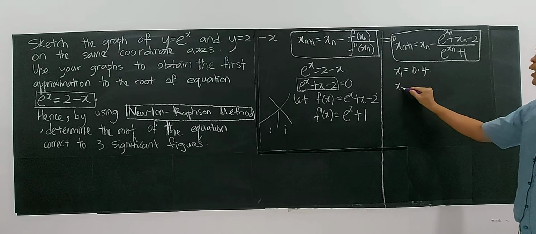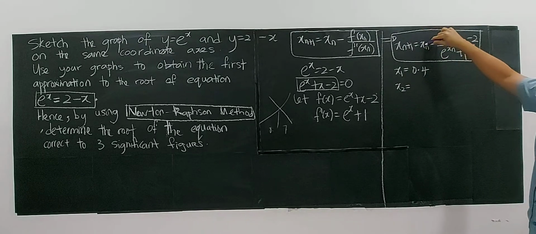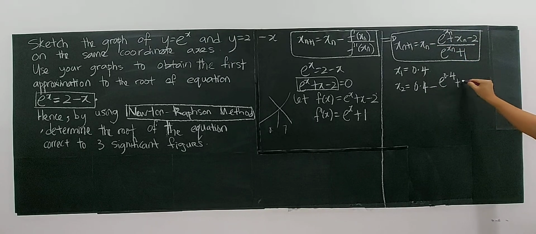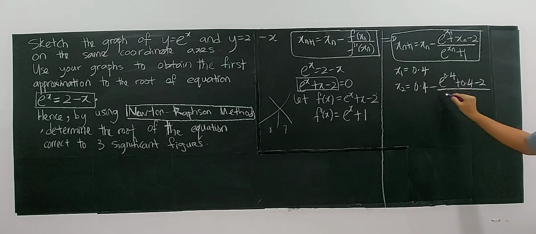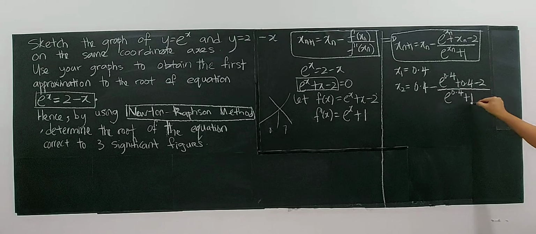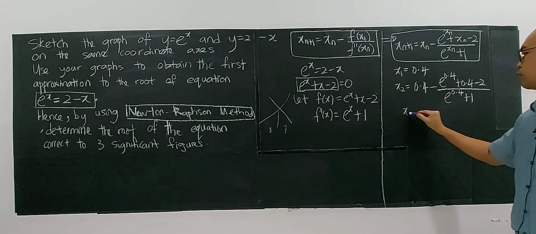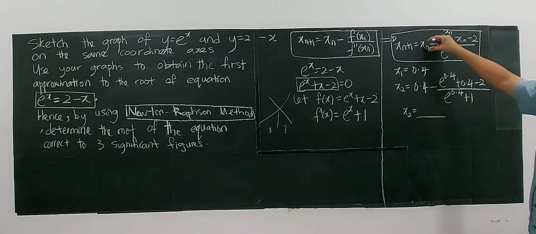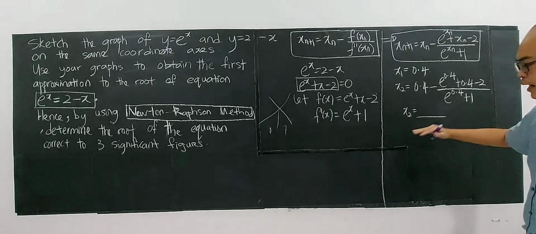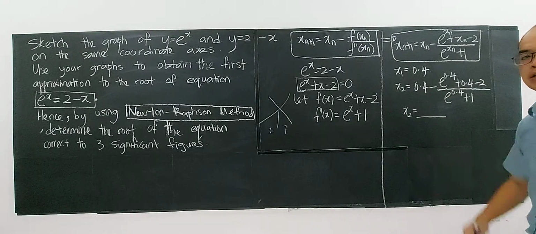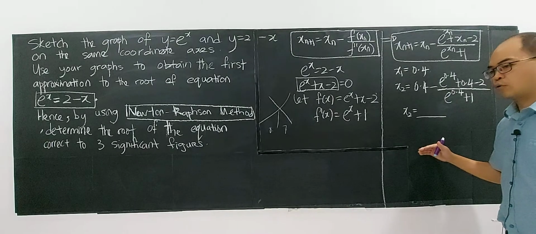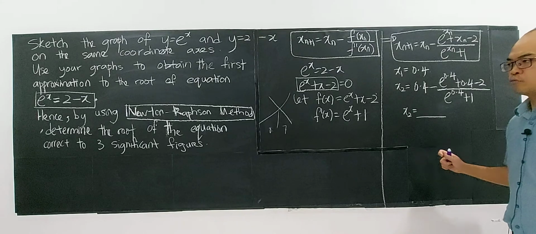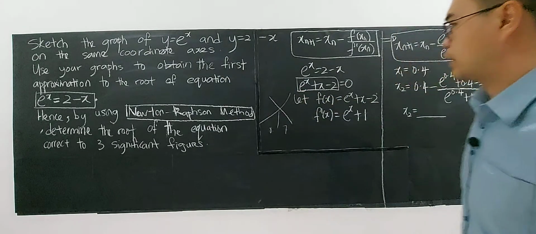Alright, so now how do we get x2? To get x2, I need to substitute x1 here, so 0.4 minus (e^0.4 plus 0.4 minus 2) over (e^0.4 plus 1), right? So I have to find the value of x2. Then after I have my value of x2, I substitute x2 inside here to get x3, until the value remains unchanged. Unchanged means that it has already converged, it has reached a fixed value. Then that value will be the root of this equation. Alright, let's see.